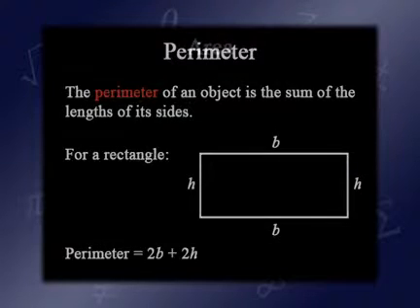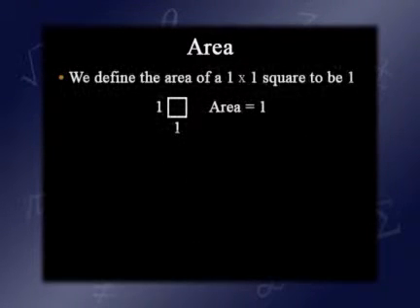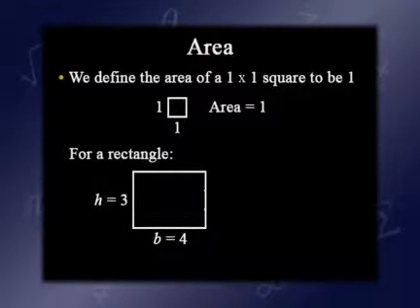The area, we start by defining the area of a square. Right? So that's sort of our basic definition. We'll define the area of a 1 by 1 square to be 1. And once we define area that way, then we attempt to define all areas just in terms of that unit quantity.